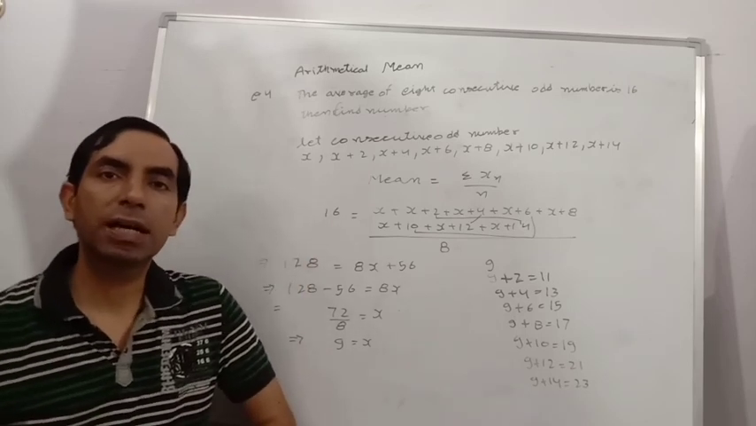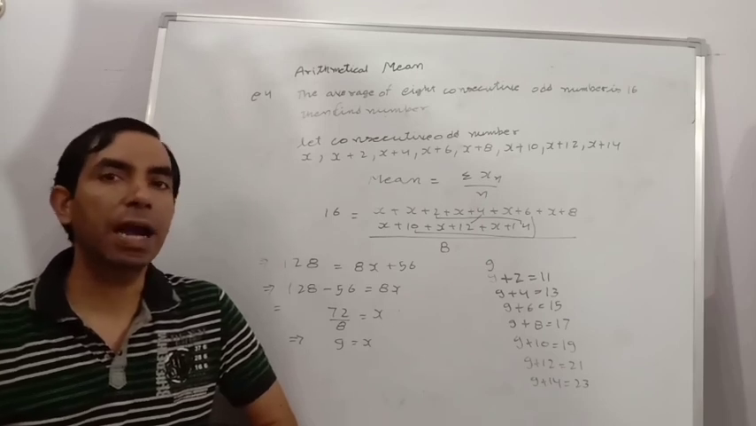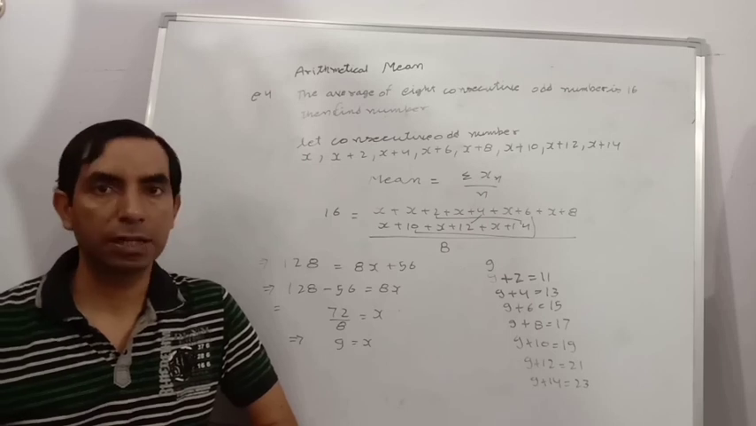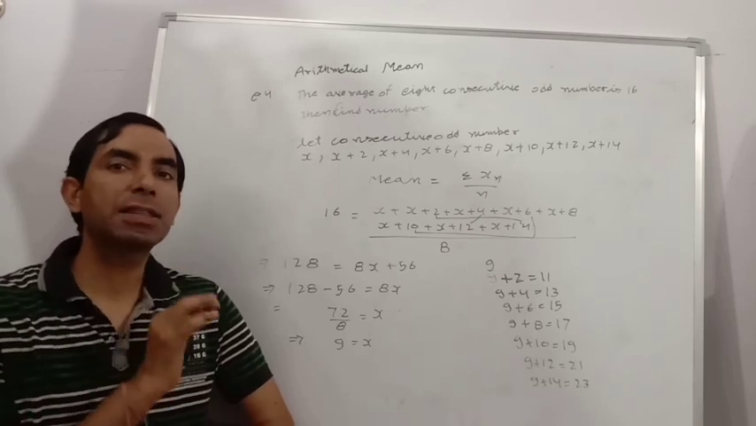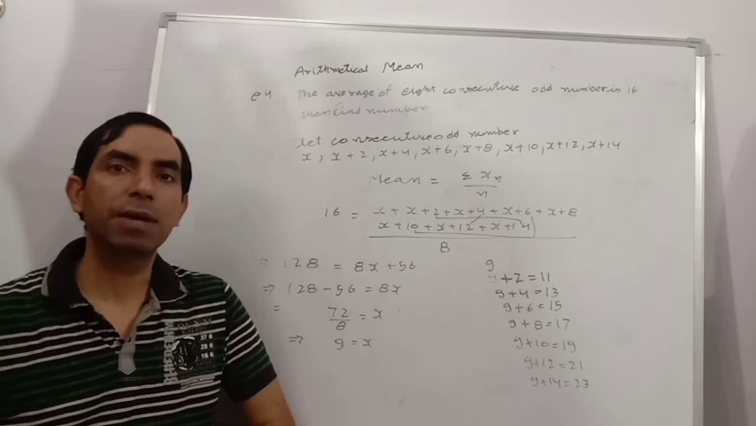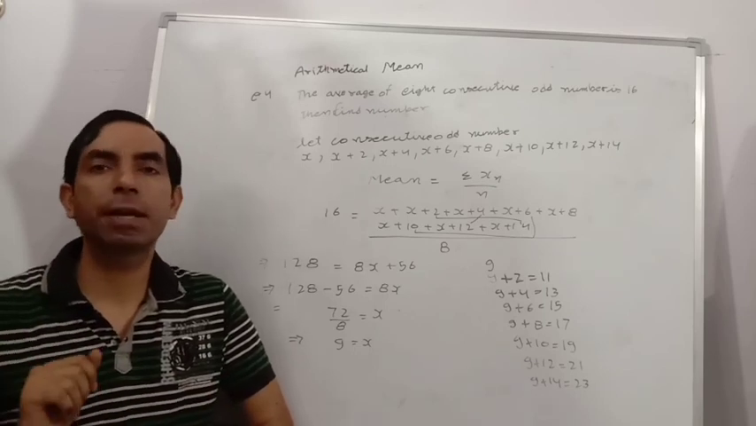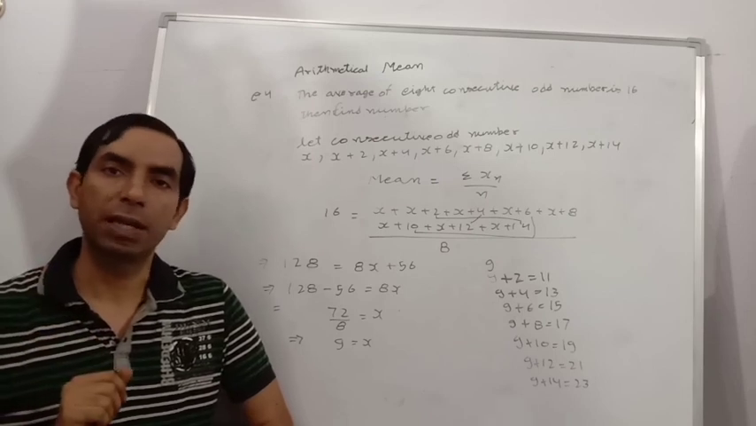So by this method we can calculate the mean even if any alphabet is given in our data. It is the method for individual series only. It does not work for grouped frequency tables and ungrouped frequency tables.